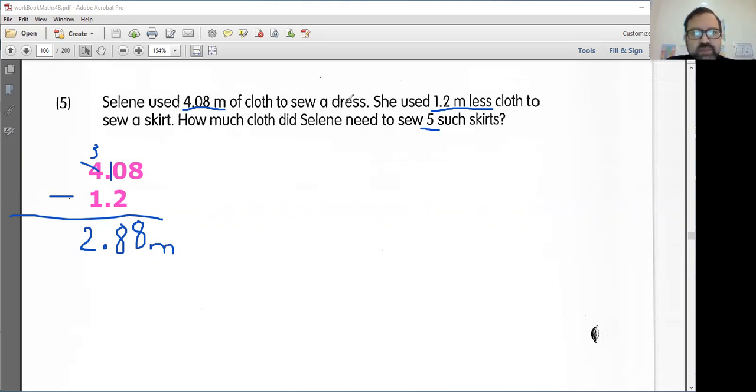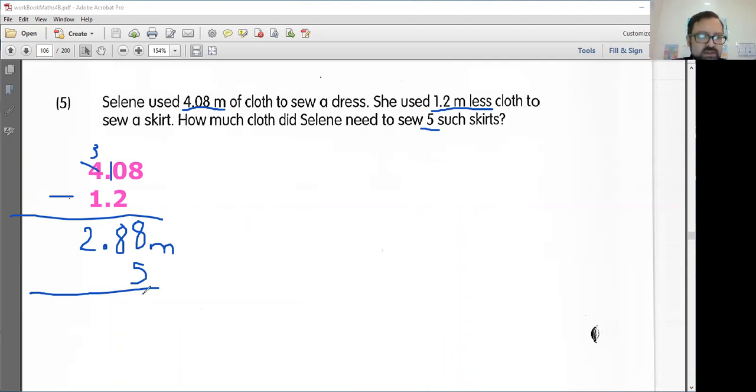And I want to know how much we need to sew 5 such skirts. Such here means we want the same kind of skirts. They should all be the same. So what am I going to do? Well, I know the price of one. I'm sorry, not the price. I know how much cloth it takes for one. I want to know how much it takes for 5. So I'm going to take 2.88 and multiply by 5, all right?